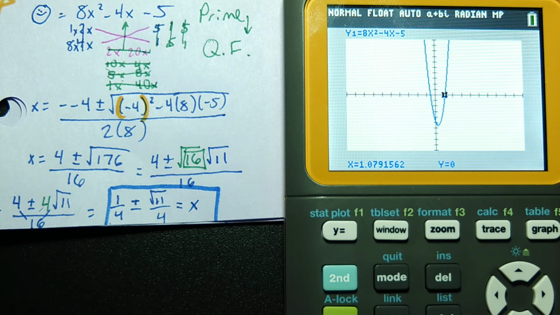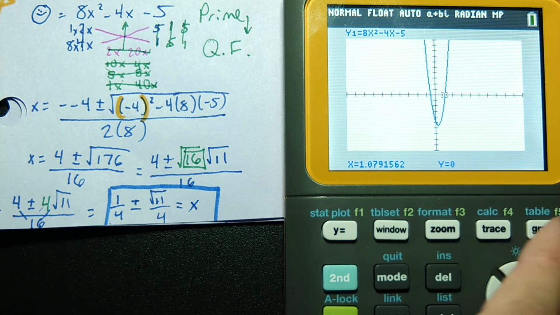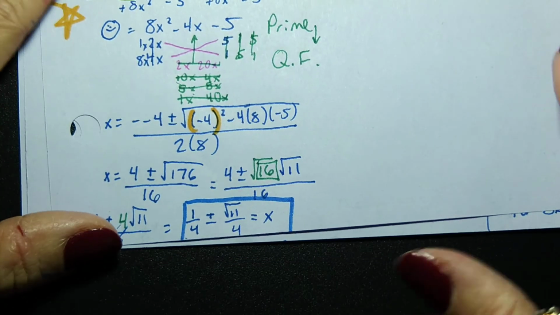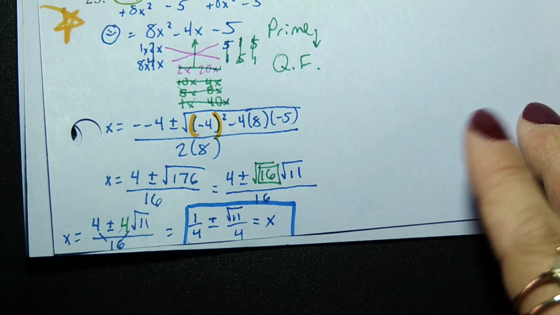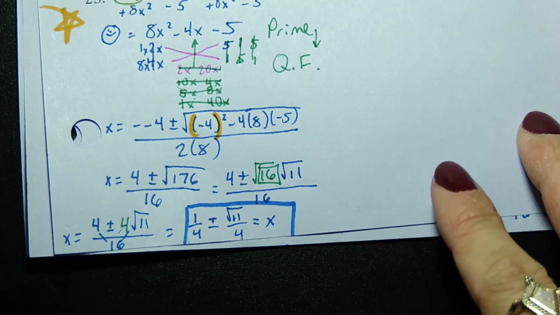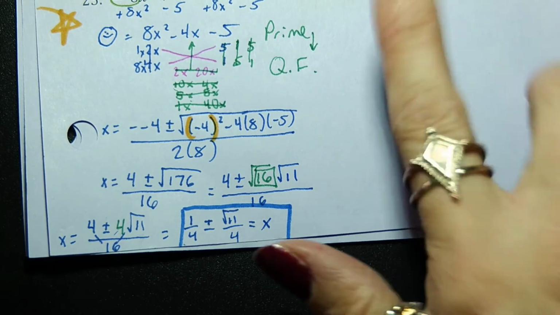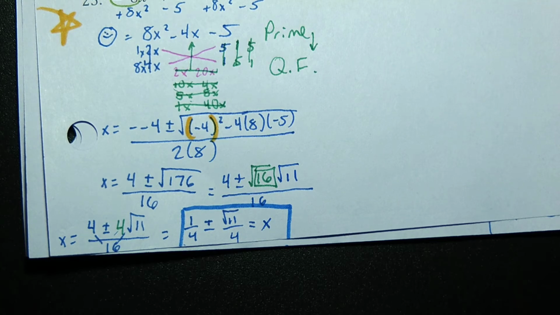This is also useful because what if my graph was floating above the x-axis? Then we should know that our solution should have involved i instead of just having a regular square root. Folks, what questions do we have on that one? All right, I'm turning you loose on 26.